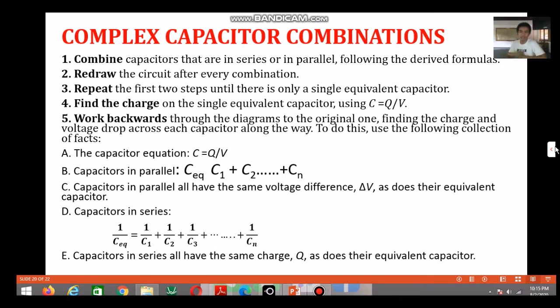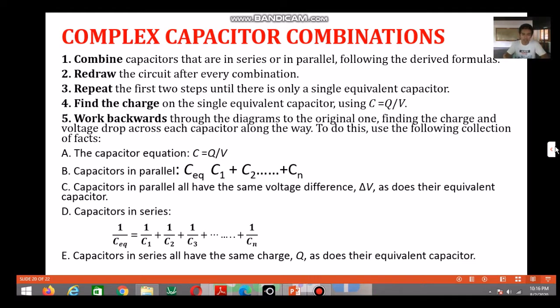Okay. First is to combine capacitors that are in series or in parallel, and then derive the formula. We already know the equivalent capacitance if they are connected in series, and we already know the equivalent capacitance if they are connected in parallel. So we can combine the capacitors that are in series, and then we have one capacitor. The capacitance of that imaginary single capacitor is what we call the equivalent capacitance.